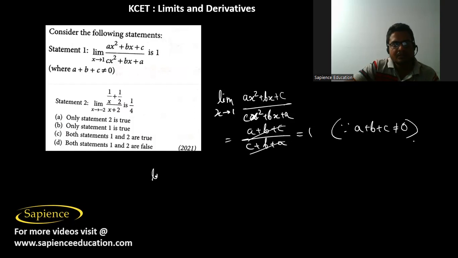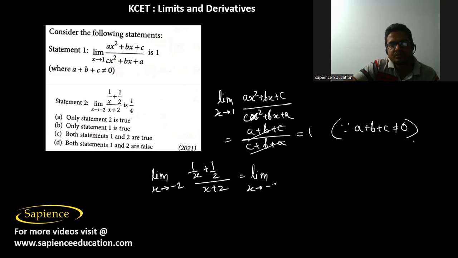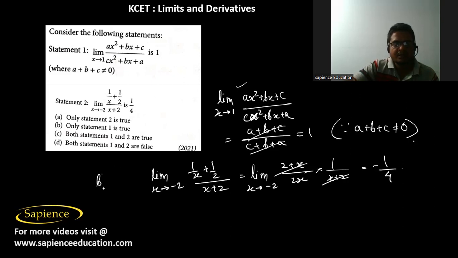Now in statement 2 it is told limit x tends to minus 2, 1 by x plus 1 by 2 by x minus x plus 2, that will be equal to limit x tends to minus 2. We can take the LCM. This will be 2 plus x by 2x into 1 by x plus 2. So these two will cancel out. Then we can write this will be minus 1 by 4, but it is written 1 by 4. So statement 2 is false. Only statement 1 is true. So option B is the correct answer.